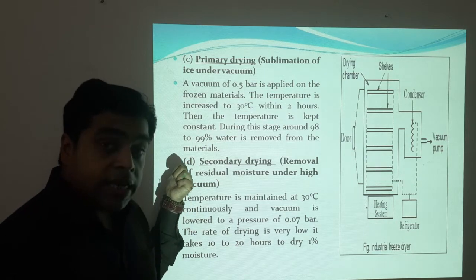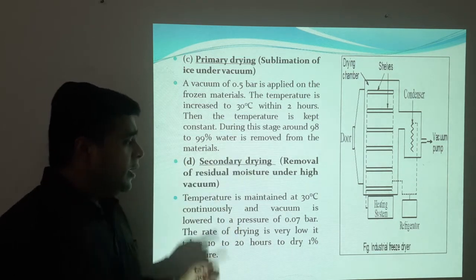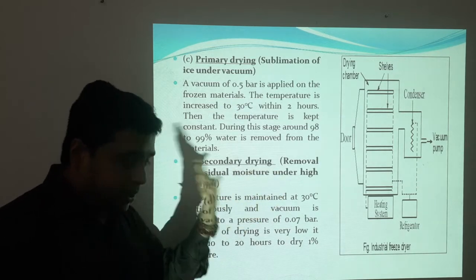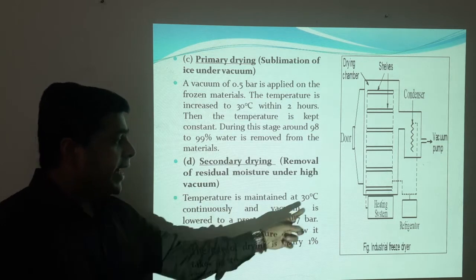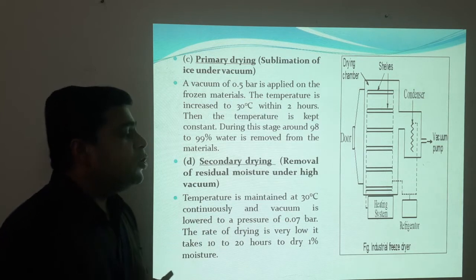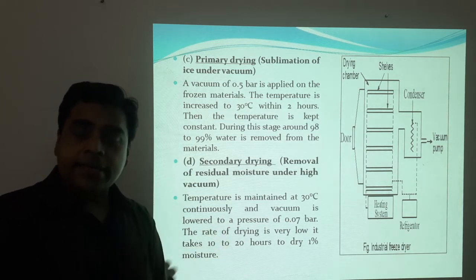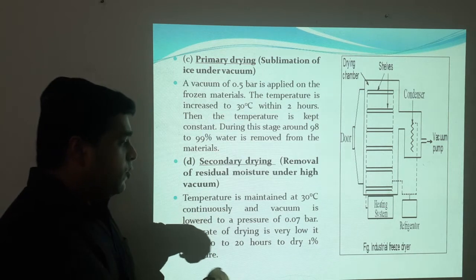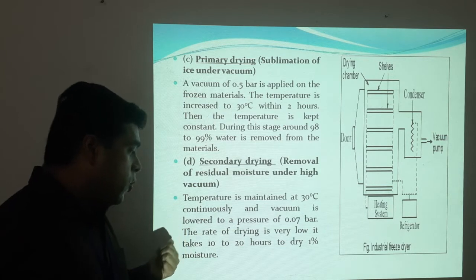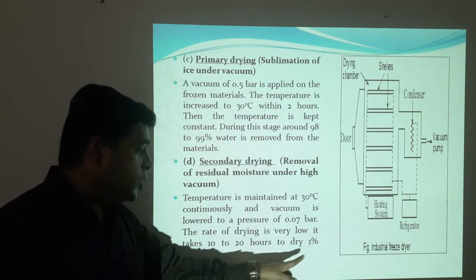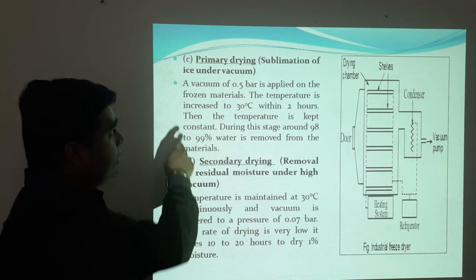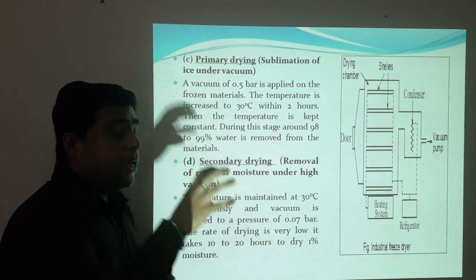The fourth stage is secondary drying, where we remove the residual moisture under high vacuum. So what is that? The temperature is maintained at 30 degrees centigrade continuously, and the vacuum is lowered to a pressure of 0.07 bars. So temperature is maintained at that point. We apply more vacuum. The rate of drying is very low, as it takes 10 to 20 hours to dry maybe 1% of the moisture. So step C and step D are the rate limiting steps.